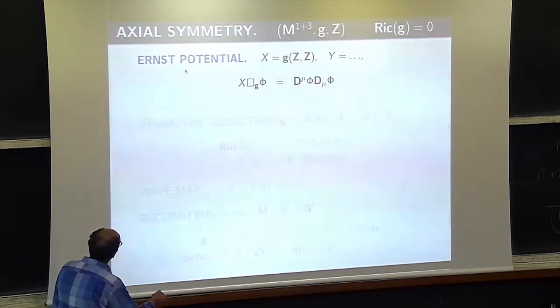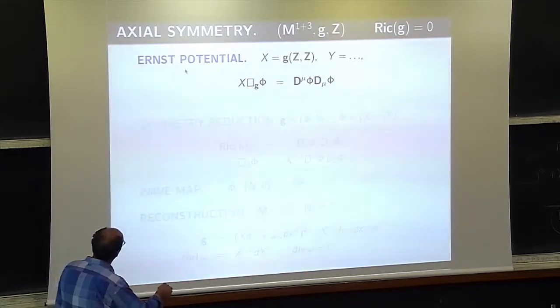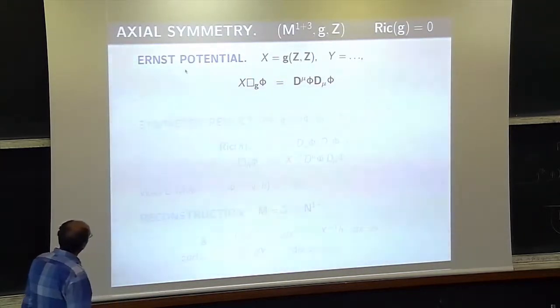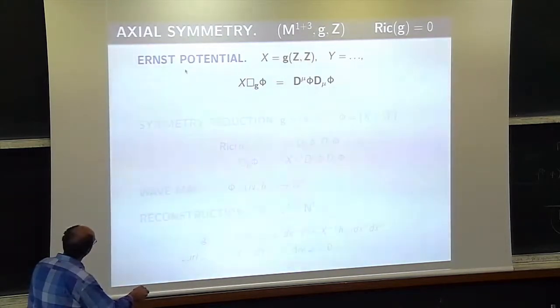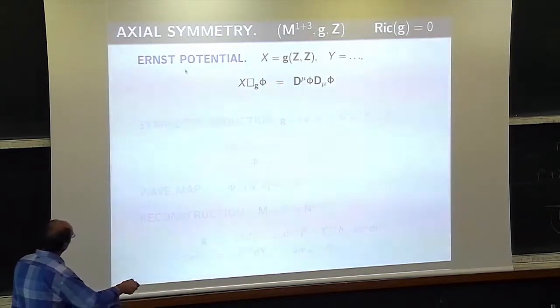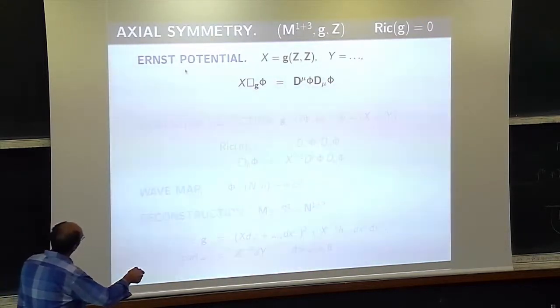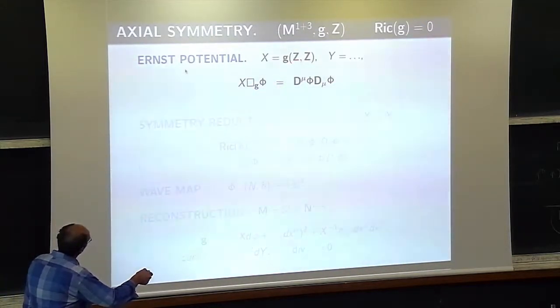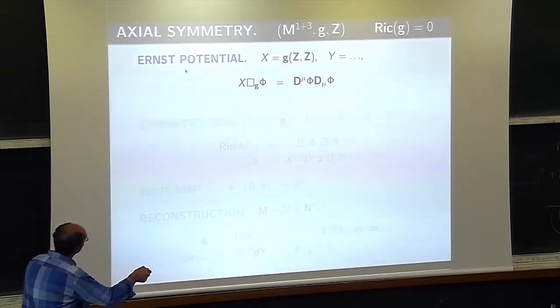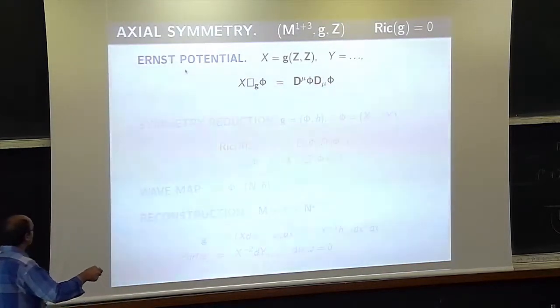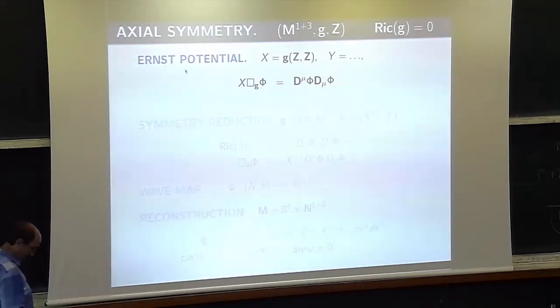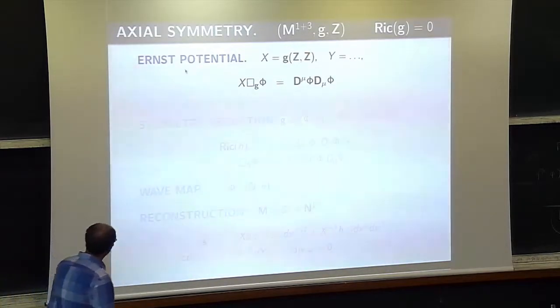And then you put them together, say x plus iy, for example. You can look at the complex Ernst potential, and you get an equation which looks like this. So x times the box of g of phi is d mu phi, d mu phi. So you see, you get a very simple wave equation. Of course, it's degenerate because x, this g of Z, degenerates on the axis of symmetry of Z. And that's one of the reasons why maybe people were a little intimidated by this kind of degeneracy. But it turns out that it's not so bad, as we shall see.